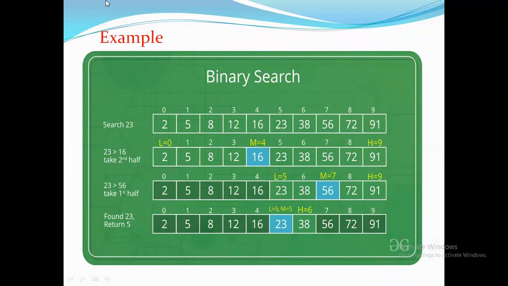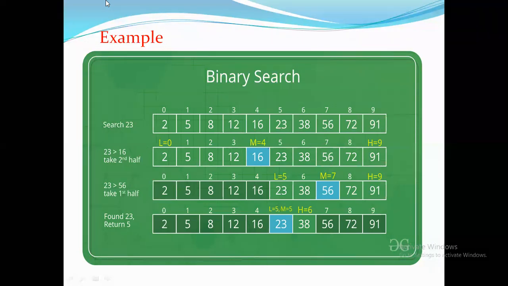I will explain this. So this is the way. This is the low position. Low position is 0. This is the high position. High position is 9. So 0 plus 9, 9. 9 by 2, so the middle is 5.